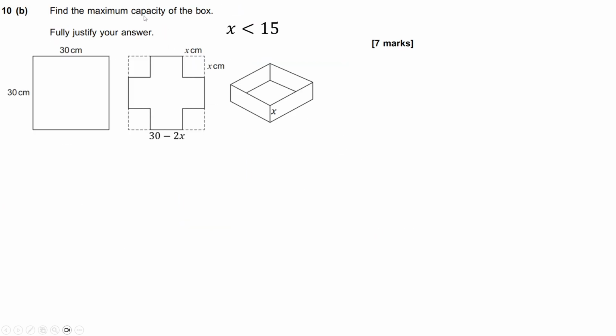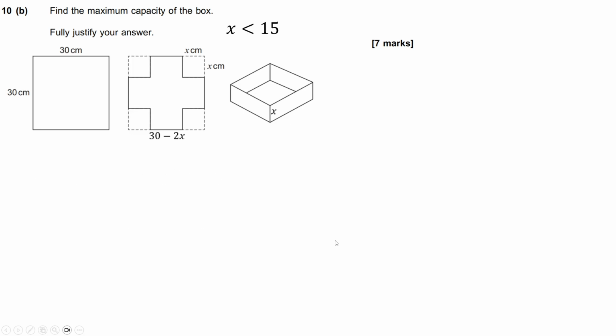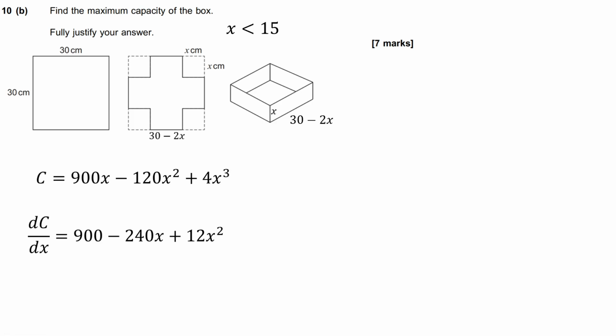Find the maximum capacity of the box. x is less than 15, it tells us up here. You need to use that for later. So this is 30 minus 2x, and we know that the capacity is this. If you differentiate this, you'll get this. If it's a maximum, if you imagine the curve, it's like a parabola. Let me just check this for a second. Yeah, so if it's like a parabola, then you want the value of x which maximizes it. So you want the highest point, and if it's a maximum, it's going to be at the top. So you know it's a stationary point, and stationary points occur when dy by dx equals 0, or in this case dC by dx.